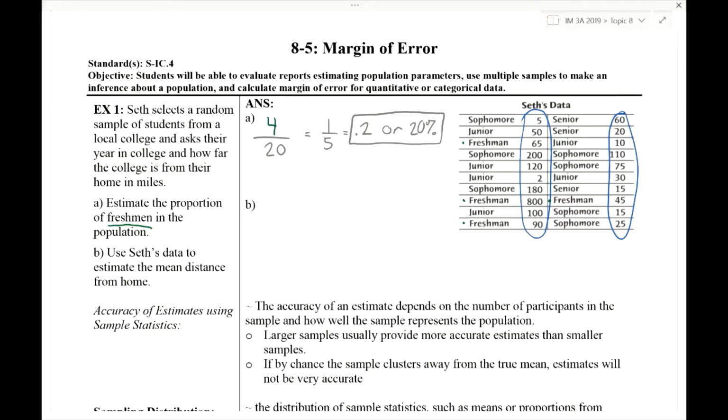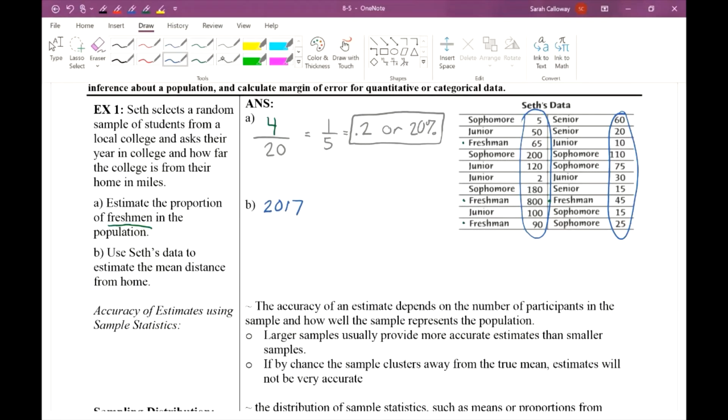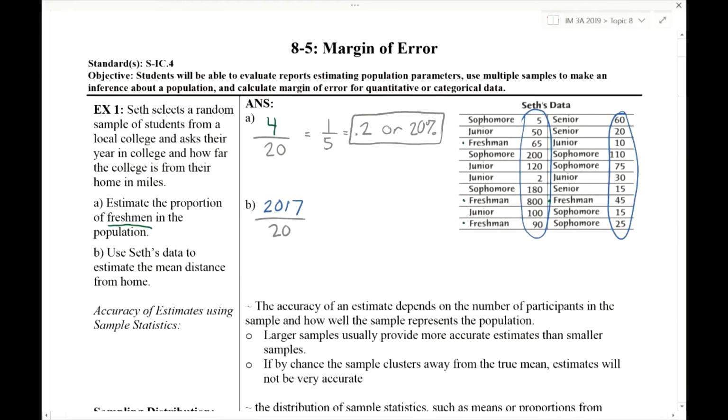So if I add up all those numbers, I get 2,017. Remember that there's still 20 people that he talked to, so we're dividing that by 20. So if I divide 2017 by 20, that gives me about 100.85, and this is miles from home. So the average distance from home for a student in this sample is 100.85. So, the accuracy of estimates using sample statistics.